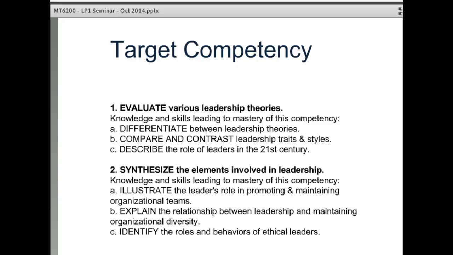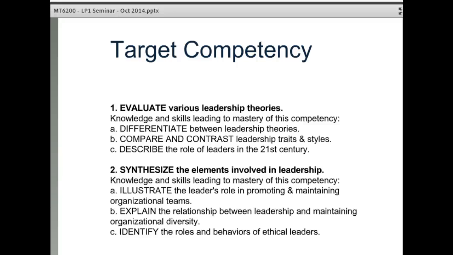So the other thing is we want to, on the synthesis part, illustrate the leader's role in promoting and maintaining organizational teams. We work in teams all the time. It's not just teams that are co-located. Co-located means that we're all in the same office, but that's no longer the case. Even if you're working for the same company, you could be in different offices across the city, across the state, across the nation, and definitely across the world.